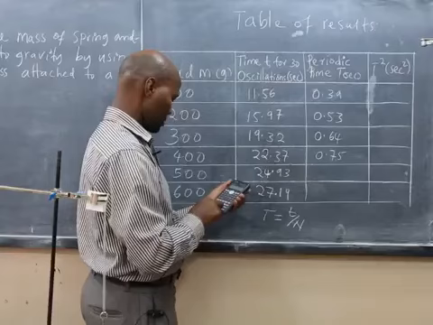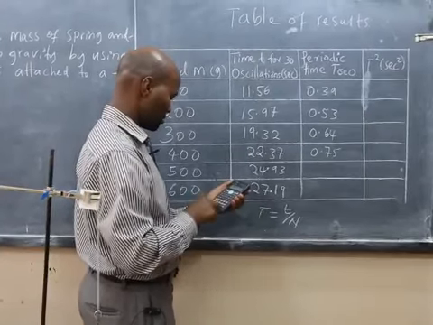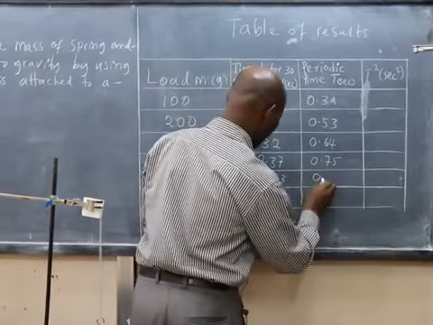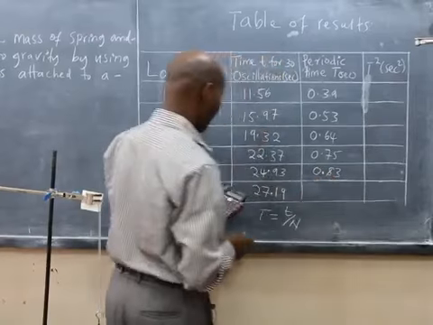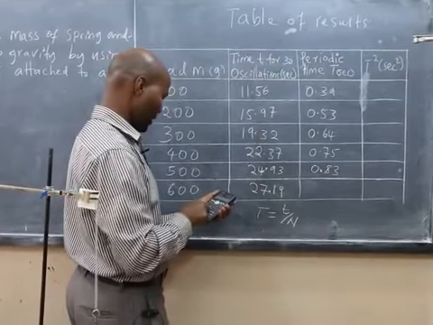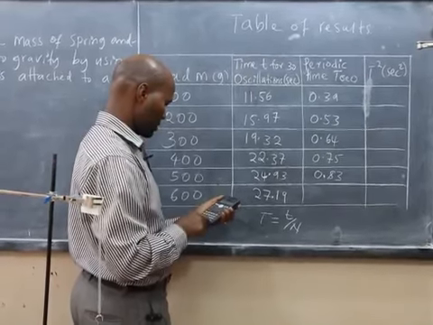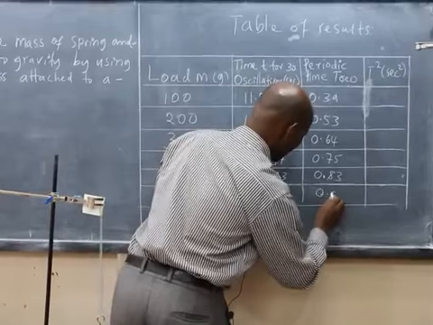24.93 divided by 30, we get 0.83 seconds. 27.19 divided by 30, we get 0.91.